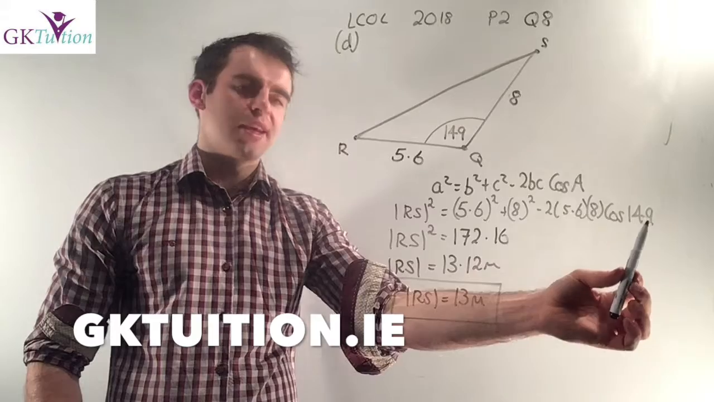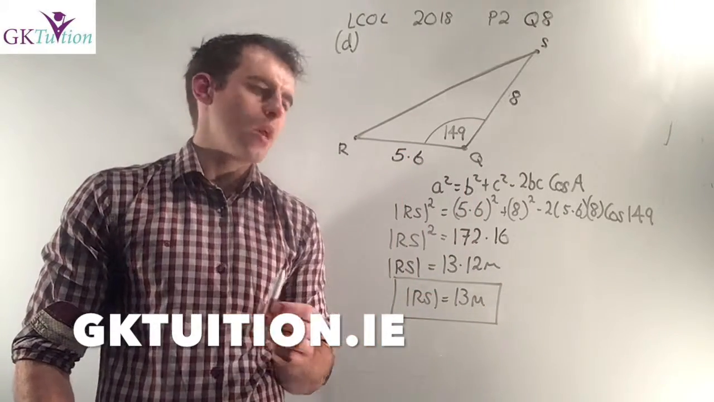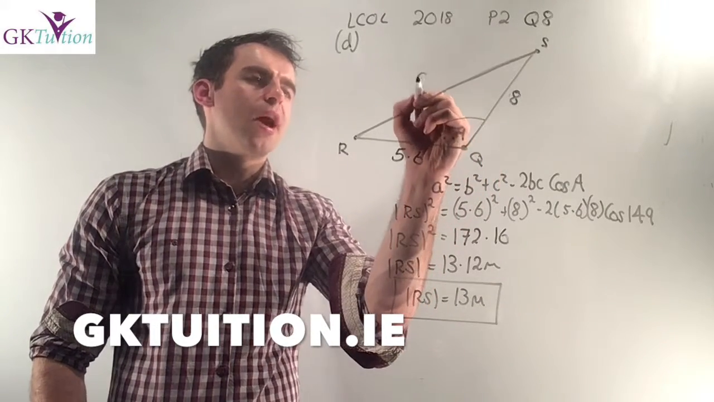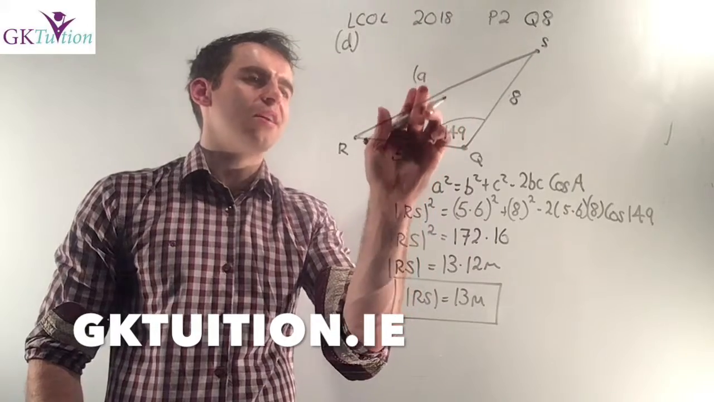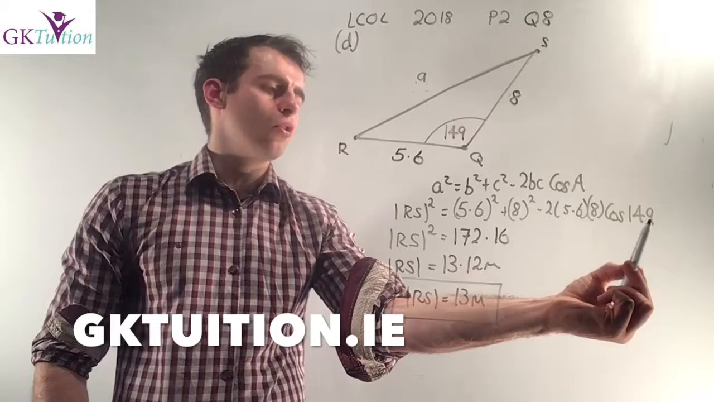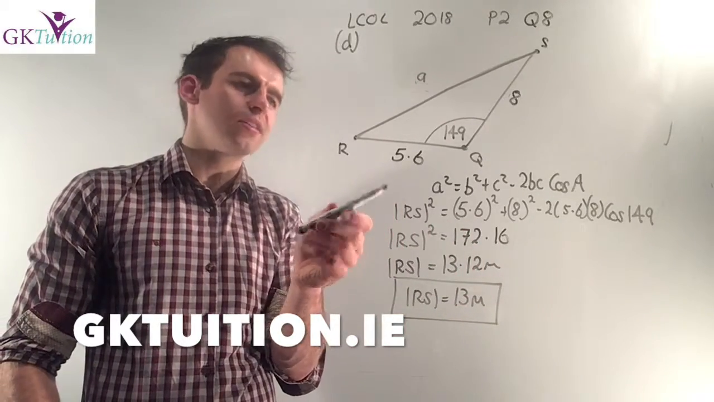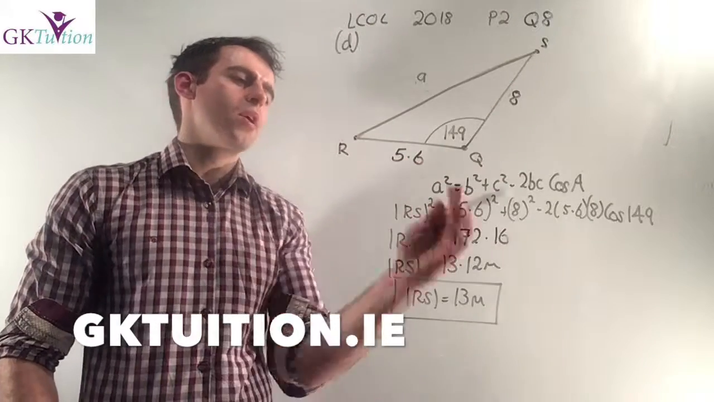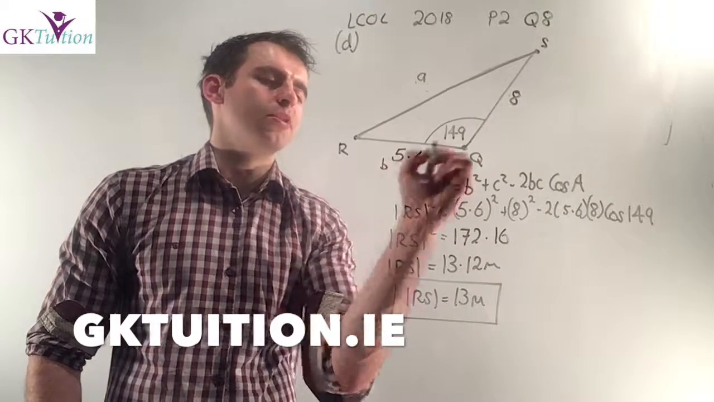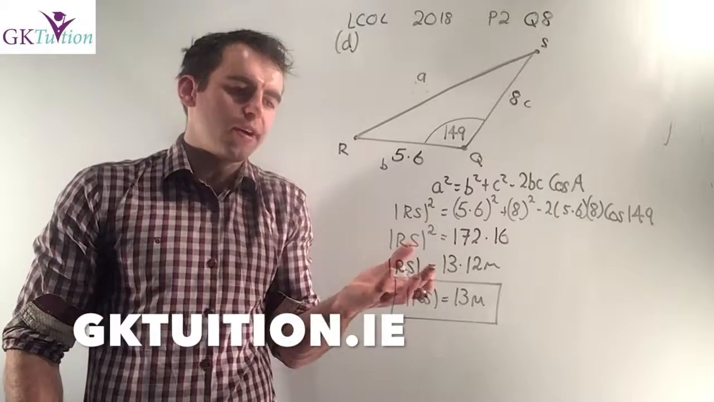So the capital A in this case, my angle, is 149 degrees because it's the only angle I know in that triangle. If 149 is the angle you're using, you have to sub in the opposite side as the side a. So that side has to be my a. Because I'm using that angle as 149, what goes on its own on the left hand side is the distance RS. That's opposite the angle, so that's my a, and then b and c are interchangeable. So we can call 5.6 b and 8 c, or we could do it the other way around, it doesn't matter.